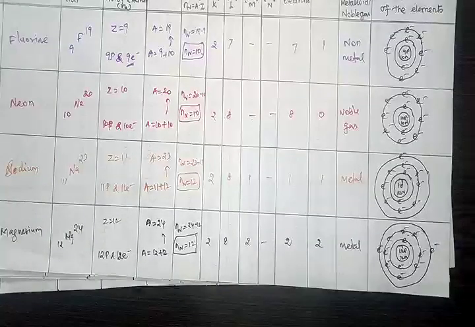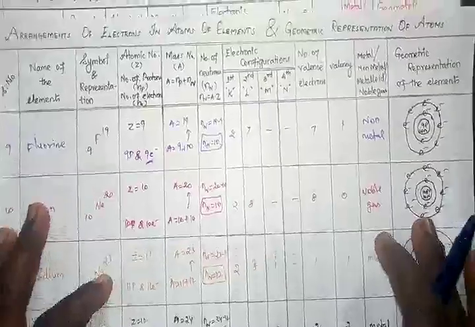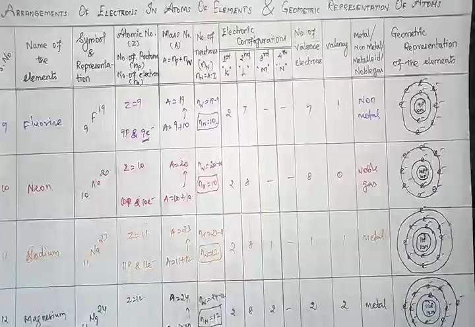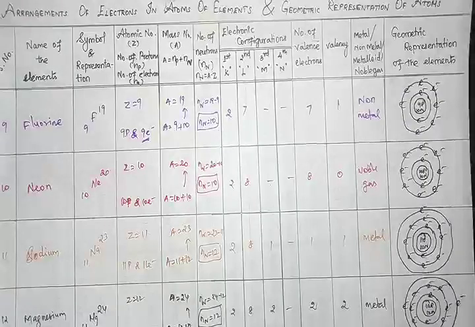Okay, I have worked out about 12 atomic numbers, my dear children. So your homework is, you do the rest of the elements, that is atomic numbers from 13 to 20. You complete it and find out.